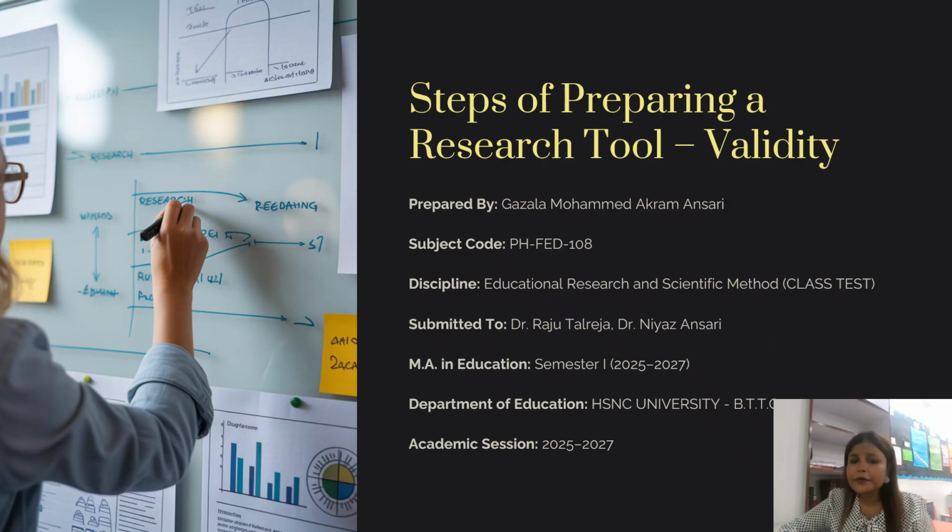So in educational and social sciences research, the accuracy and usefulness of findings depend heavily on the research tool used to collect data. So, a well prepared and well researched tool ensures that the information gathered is accurate, relevant, and trustworthy. Through this presentation, I'll explain what a research tool is, the meaning, the importance of validity, and finally the systematic steps which are involved in preparing a research tool with a strong focus on ensuring validity.